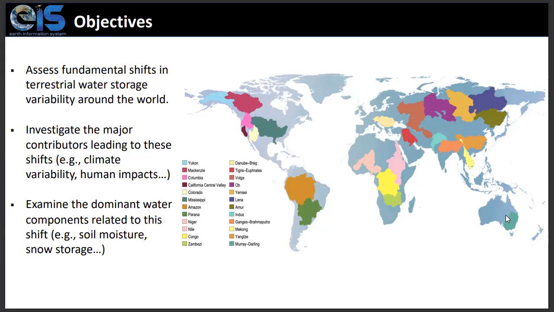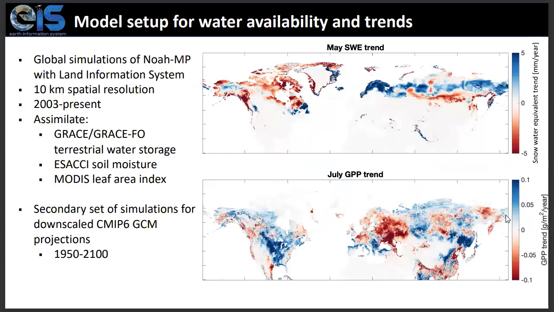And then, of course, the last bullet point, we're looking at more than just terrestrial water storage. We're looking at soil moisture, snow mass, leaf area index, really all the variables that you might be familiar with from a land surface model. So if you can go to the next slide.